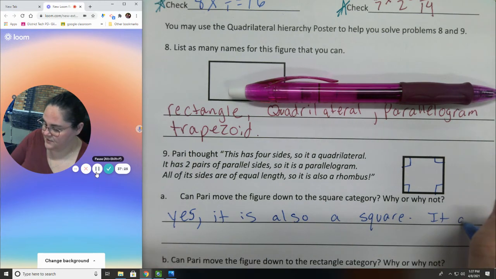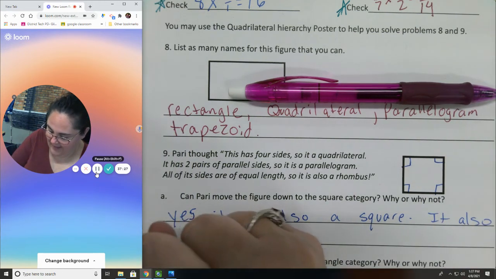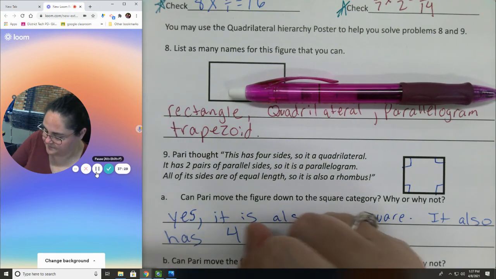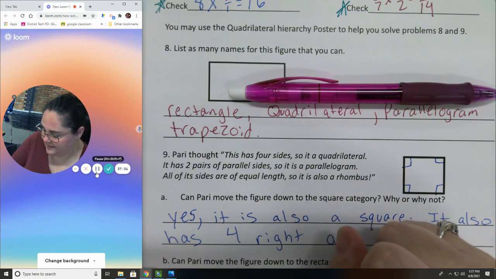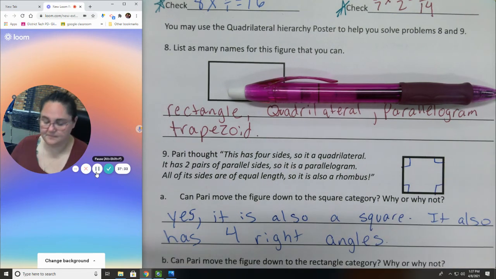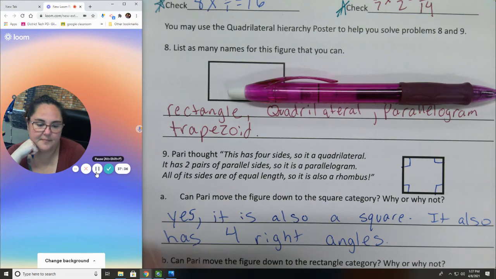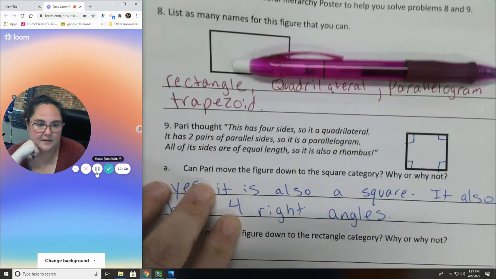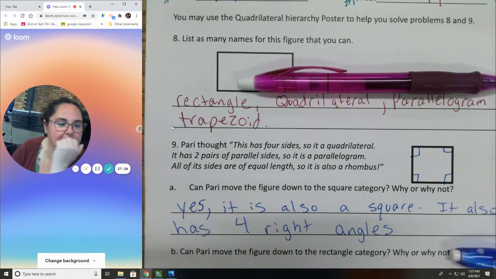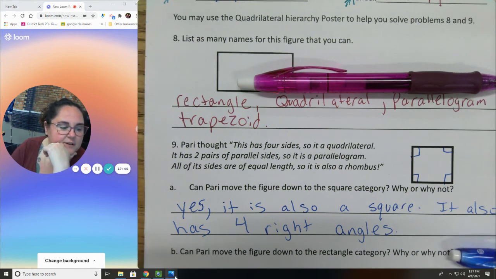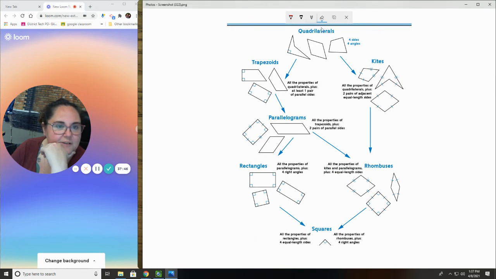It also has 4 right angles. All right. So quadrilateral, parallelogram, rhombus. Okay, let's see my picture again. Quadrilateral, parallelogram, rhombus. Could it also go to rectangles?